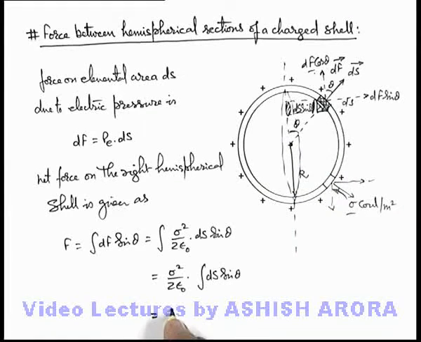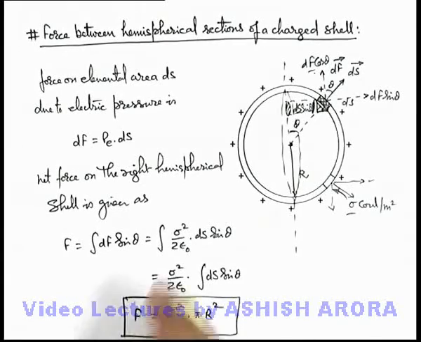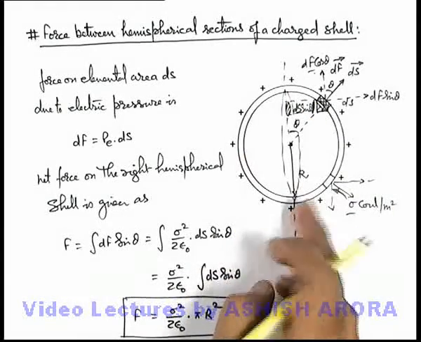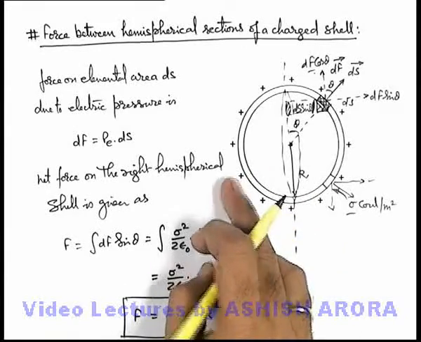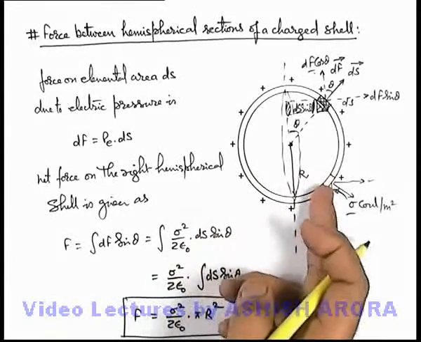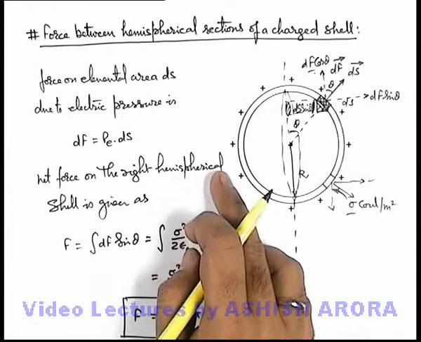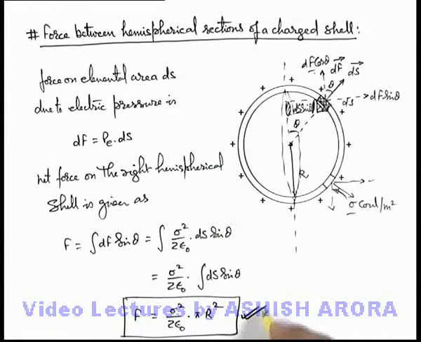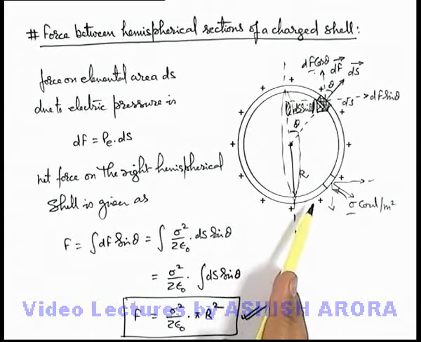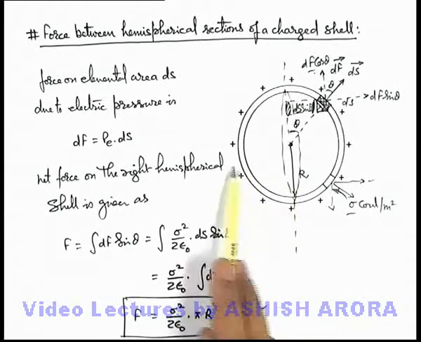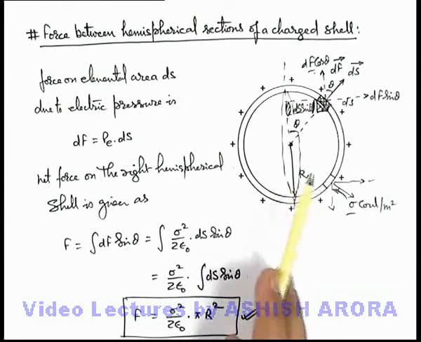So it can be directly given as sigma square by 2 epsilon naught multiplied by pi r square. That will be the force acting on the right hemisphere, and obviously it is due to the left part, and according to Newton's third law, the right part will exert the same force on the left part. So this is the force which each hemisphere is experiencing, or it is the force between the two hemispherical sections of a uniformly charged spherical shell.